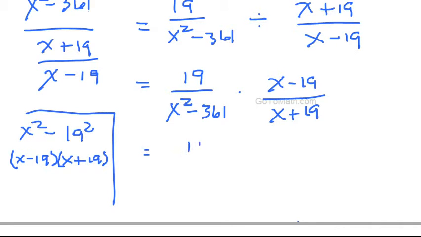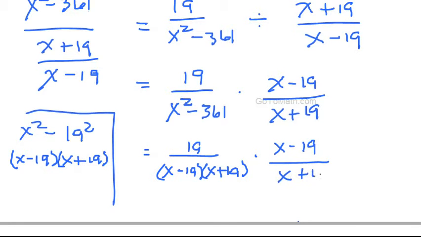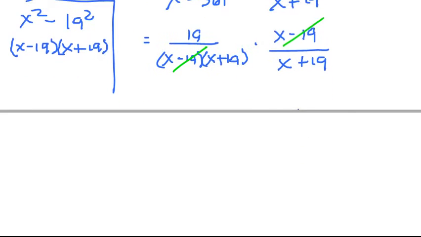Okay, so we have 19 over x minus 19 times x plus 19, and that's multiplied by x minus 19 over x plus 19. Alright, so we've got an x minus 19 up here and one down there, so we can cancel those out. And so now we're going to be left with a 19 on top over, now you could write it this way, see that? Because there's two of them, x plus 19 times x plus 19.